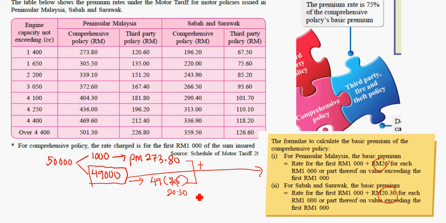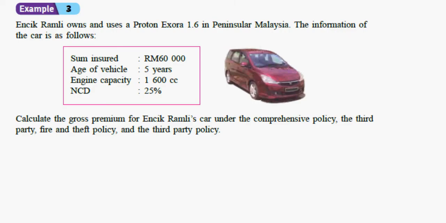And one more thing here, for the third party fire and theft policy, you can see that from the table, it doesn't show any rate, right? Because the premium rate for the third party fire and theft policy is 75% of the comprehensive policy. That means if you want to calculate the basic premium for the third party fire and theft policy, you must calculate the comprehensive policy first.